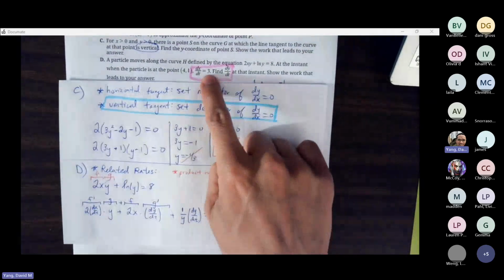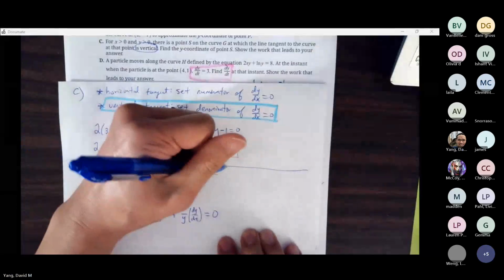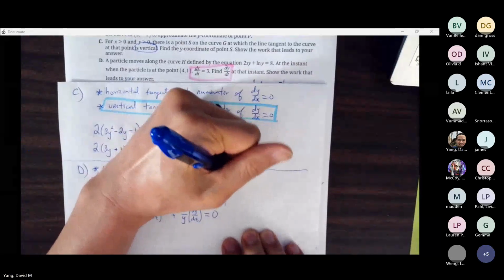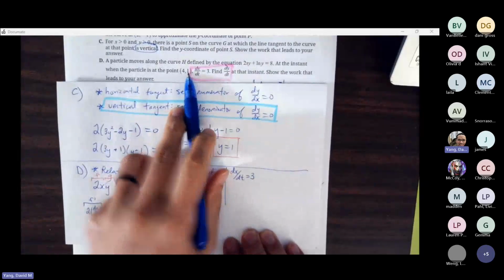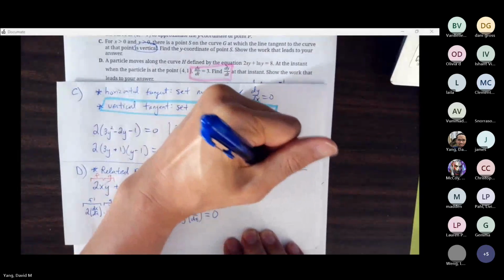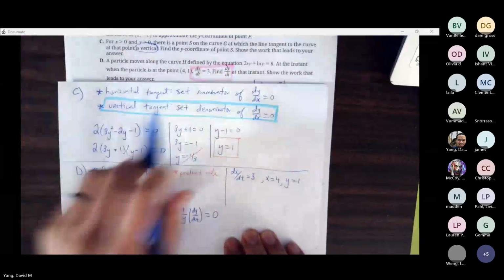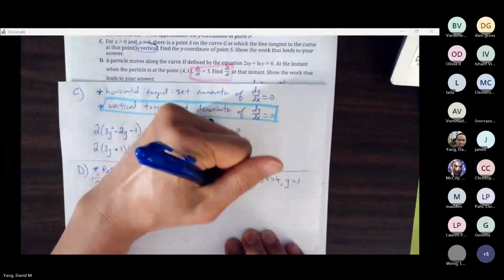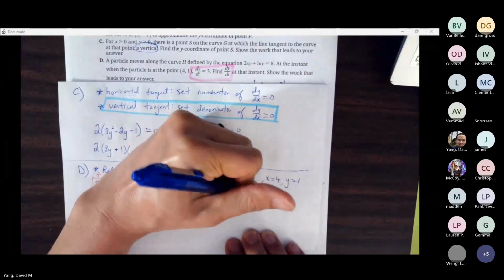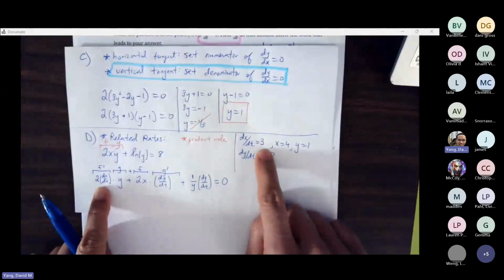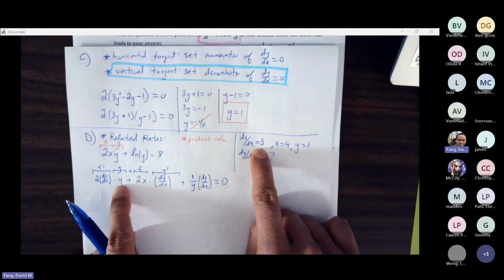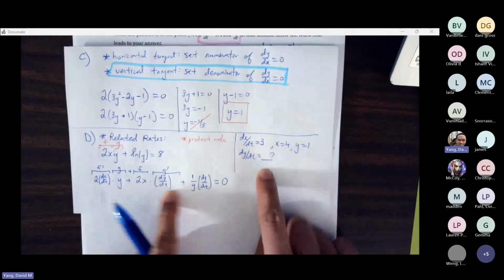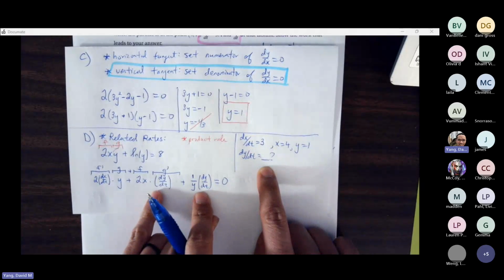Okay, so they tell us dx dt equals 3. We know x is 4. We know y is 1. And then we just find dy dt. So everywhere we see dx dt, replace with 3. X and y, replace with 4 and 1. And then we should be left with just dy dt that we can isolate and solve for.